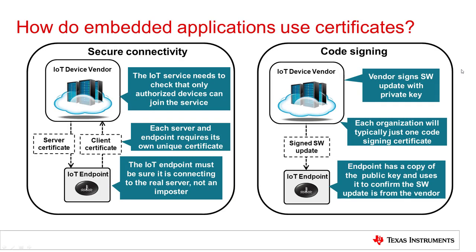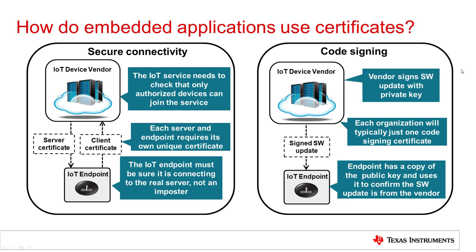We've spent quite a bit of time talking about certificates in general, including how they're issued, validated, and revoked. I want to spend a little bit of time talking more specifically about how certificates get used in embedded IoT devices. There are really two primary uses. One is secure connectivity and the other is code signing.